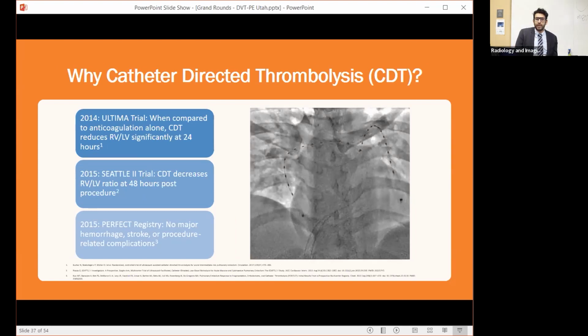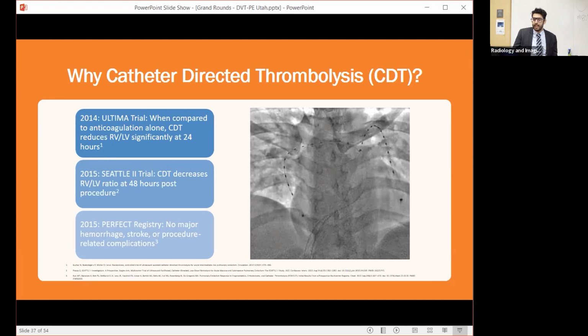Again, there's 3 sort of big studies that really showed benefit. There's only one RCT, which was the ULTIMA trial in 2014, where they compared CDT, catheter-directed thrombolysis, to anticoagulation alone. CDT reduced the RV-LV ratio at 24 hours significantly compared to anticoagulation. And again, we know that, like I just said, RV-LV ratio is a marker for increased mortality.